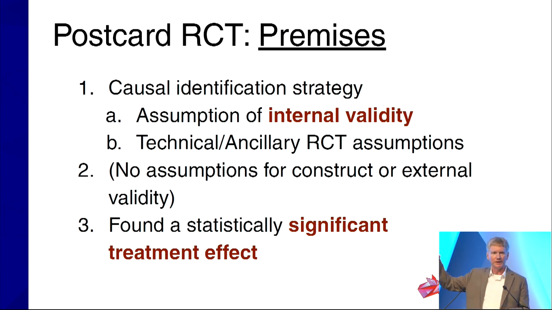And then they also make these other technical and ancillary assumptions for the RCT. But they do not make any assumptions in the paper about construct or external validity. And then for evidence, they did find a statistically significant treatment effect. And in fact, the registered voters that got the social pressure postcard were 8% more likely to vote than those that got the civic duty one. And for this field, that is a huge effect. And if you think about it, it's an effect that's big enough that it could actually change an election.